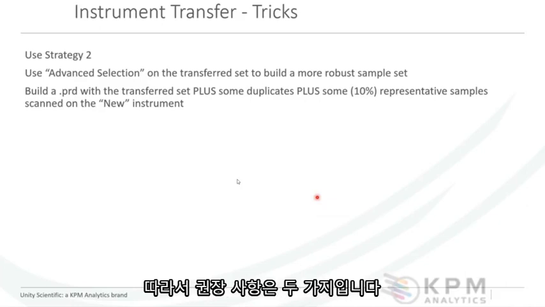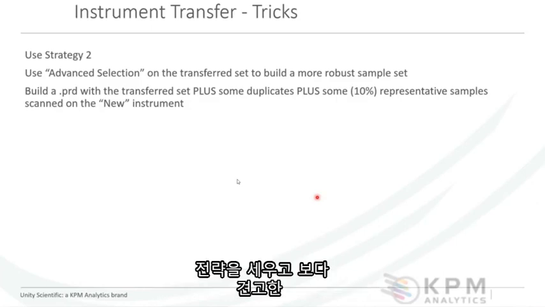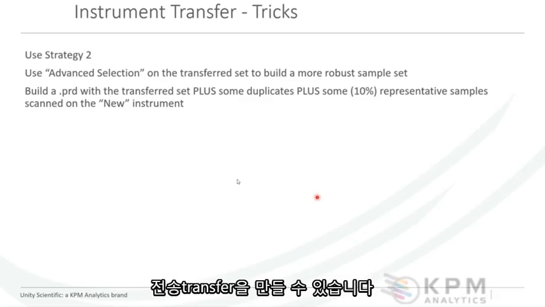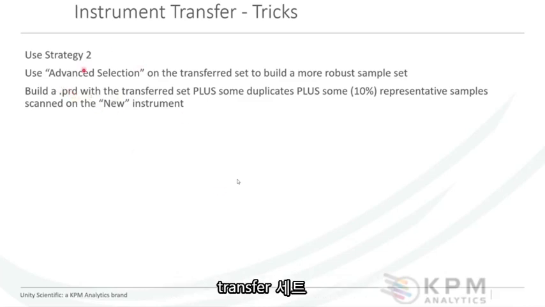So just our recommendation is to, for sure, use strategy 2. Use the advanced selection on the transfer set, and you can make it a more robust transfer set. Build your PRD with the transfer set and the SVF that has been moved over.